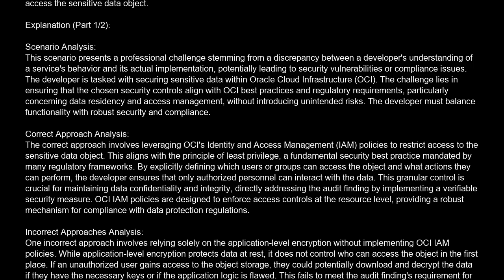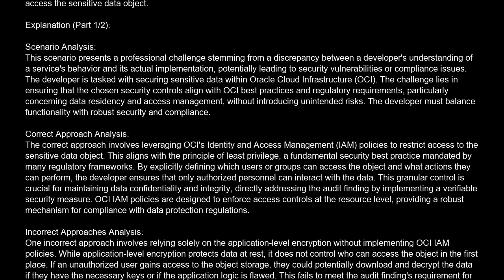The correct answer is C. Implement granular identity and access management (IAM) policies to define specific permissions for users or groups to access the sensitive data object. Explanation. Scenario analysis. This scenario presents a professional challenge stemming from a discrepancy between a developer's understanding of a service's behavior and its actual implementation, potentially leading to security vulnerabilities or compliance issues.